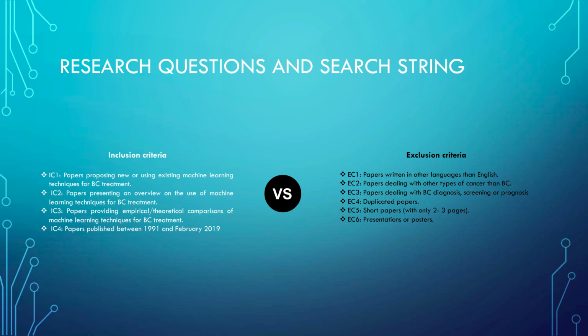Hereafter are the inclusion and exclusion criteria we used in this study. For the inclusion criteria, papers should propose new or use existing machine learning techniques for breast cancer treatment. Papers should have an overview on the use of machine learning techniques for breast cancer treatment, and papers should provide empirical or theoretical comparisons of machine learning techniques for breast cancer treatment. And papers published between 1991 and February 2019.